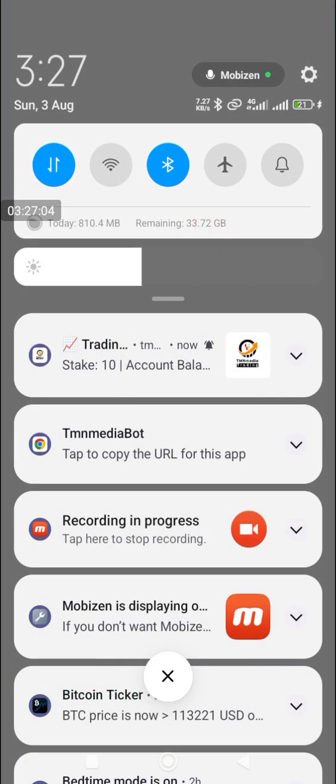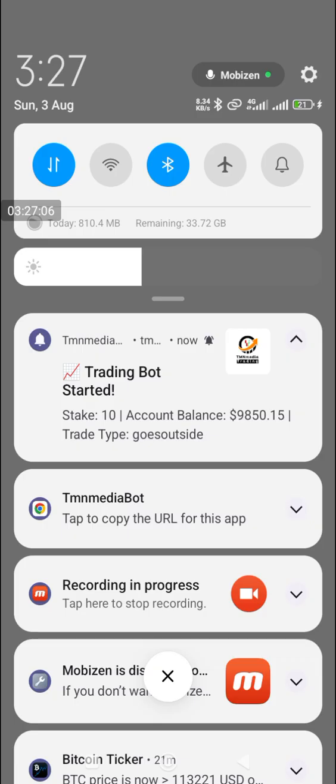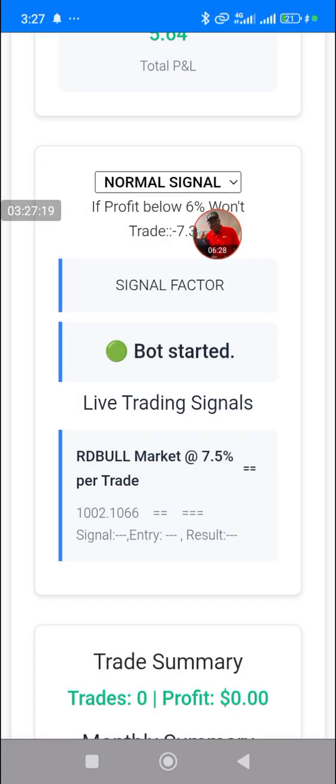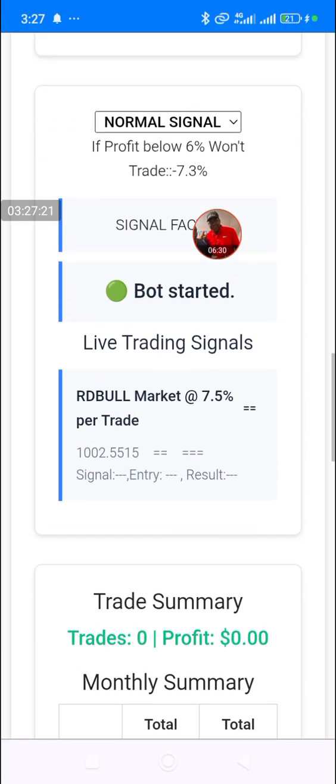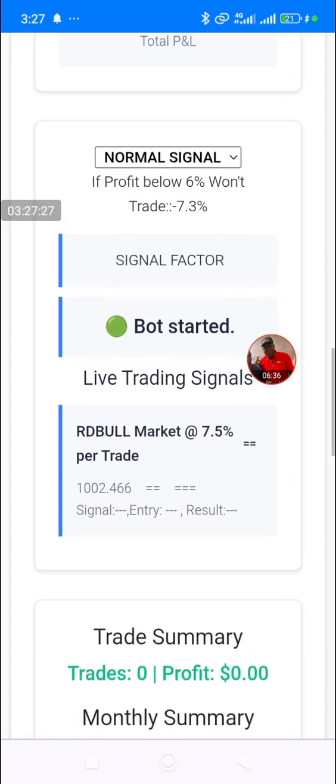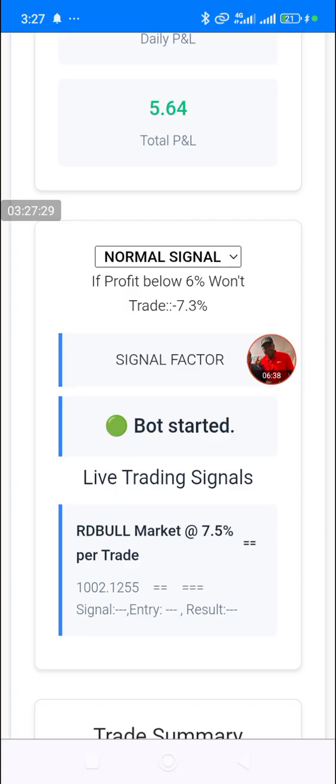Now also when I started this, you observe it shows me a notification and says my account balance as at when I started. The trade type that I'm doing is Goes Outside, and the stake amount is $10. All right. So now I'm going to be pausing and waiting. Right now it has not done any trades for the day. So we're going to be waiting for trades to show up.